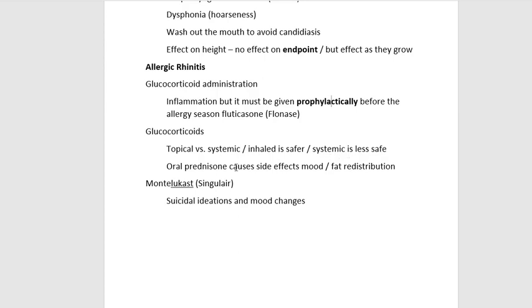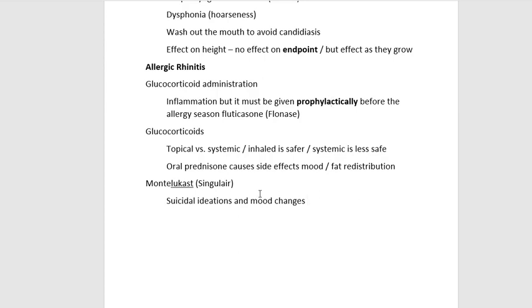And then oral prednisone causes tons of side effects, but two of them are mood and fat redistribution. So you'll see the buffalo hump, moon face, and then pot belly. So fat redistribution if you use it orally for a long time. But that's why we want to use these very localized steroids so that we're not dealing with systemic issues like that.